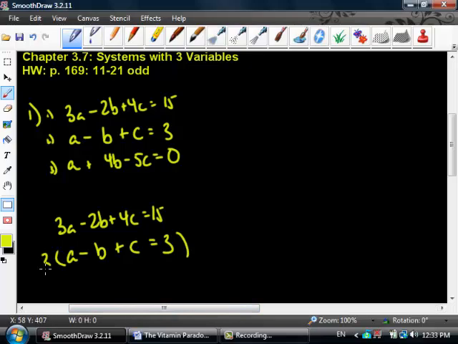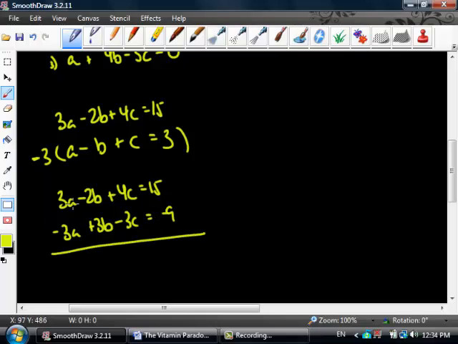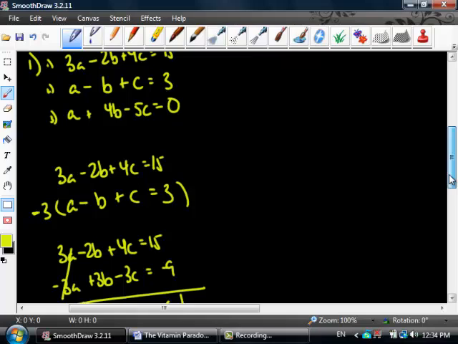If I multiply the bottom by 3, that's going to be good, except it's going to give me 6A. So, Joshua? -3. Good. So I'm going to get 3a minus 2b plus 4c equals 15. That's the top. The bottom's going to be -3a plus 3b minus 3c equals -9. And now I got that. This thing's going to be a positive b plus c. Oh, I like that. Equals 6. So far, so good?